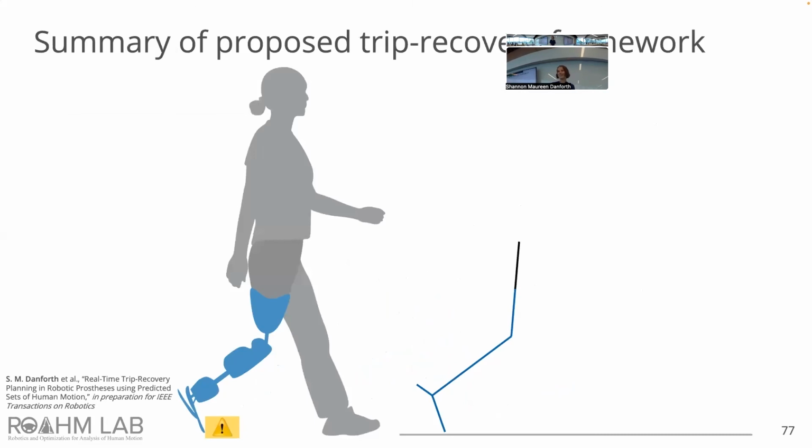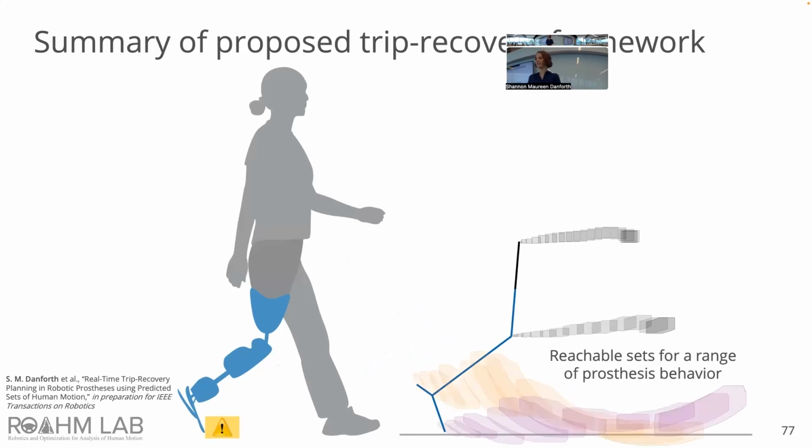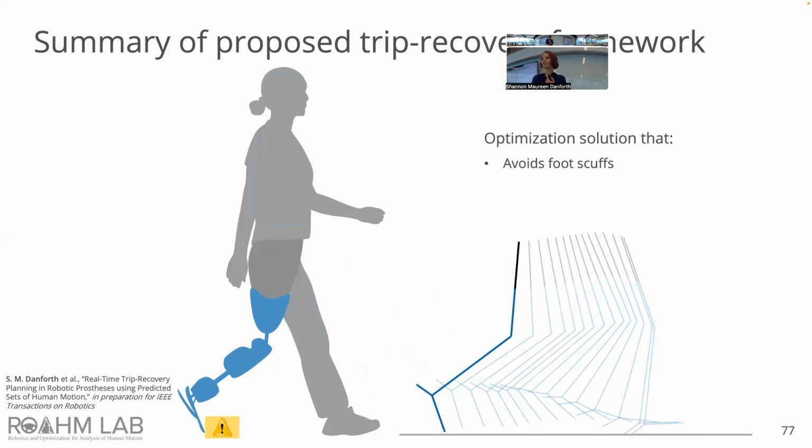So in summary, I've presented a proposed trip recovery framework that uses Gaussian process model predictions to generate reachable sets of the predicted human response, reachable sets for a range of prosthesis behavior, and then solves an optimization problem that avoids foot scuffs and places the heel, in this case, as close to the target set as possible.